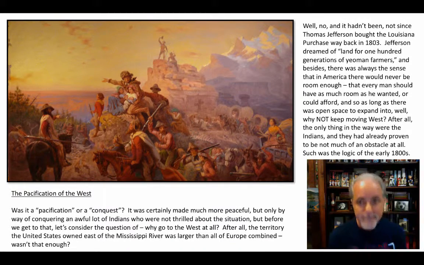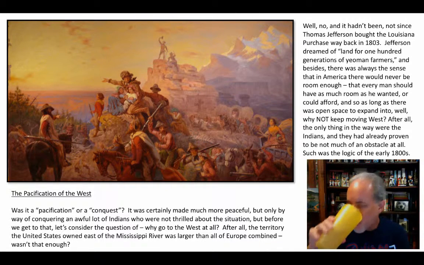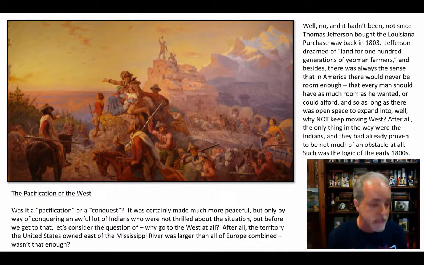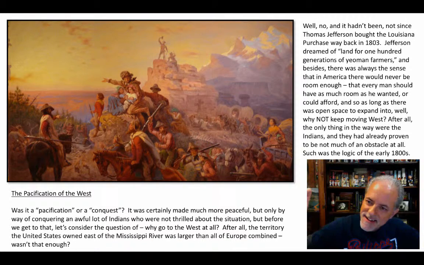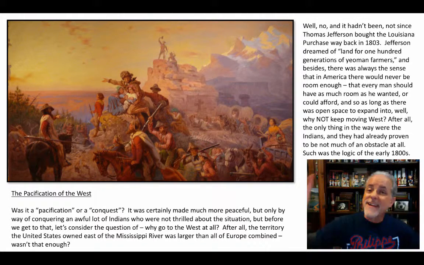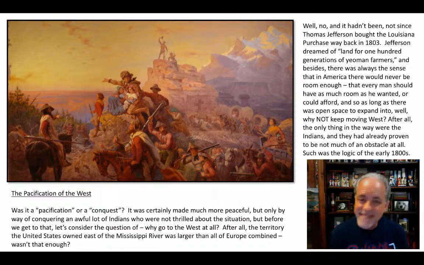Now, last but not least, number 6, the pacification of the West. Was it a pacification? Did we make the West more peaceful? Or was it a conquest? Did we kick its ass? It was certainly made much more peaceful, but only by way of conquering an awful lot of Indians who were not thrilled about the situation.